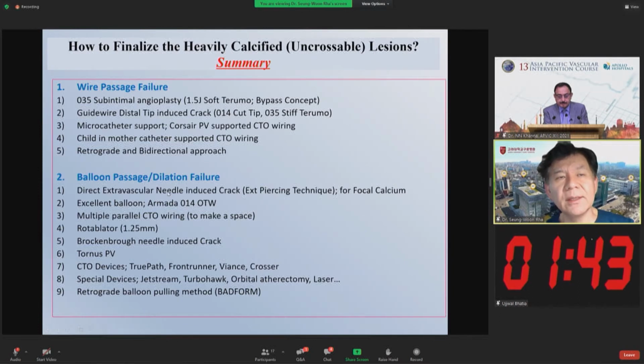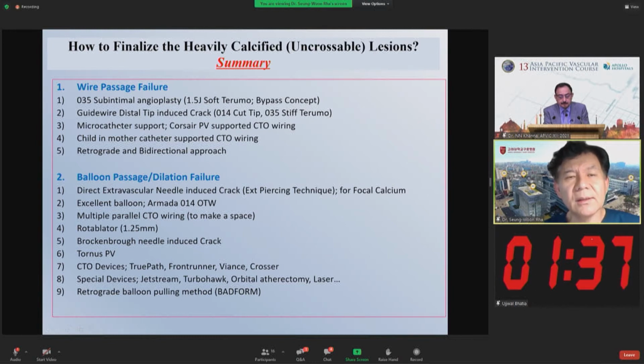So in summary, once you cross any wire, the calcified problem is the device passage failure. So you have to make the space. For the focal passage failure, this external Pearson technique is one of the good, easy, cheap techniques to solve the problem.